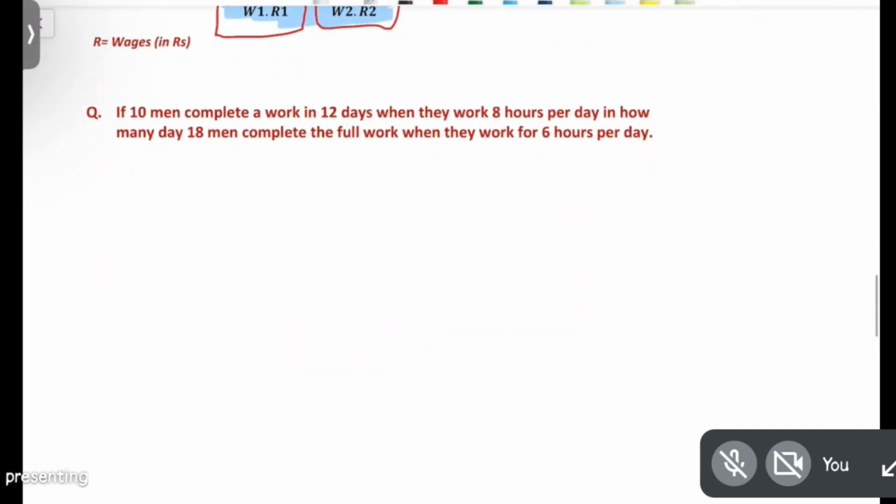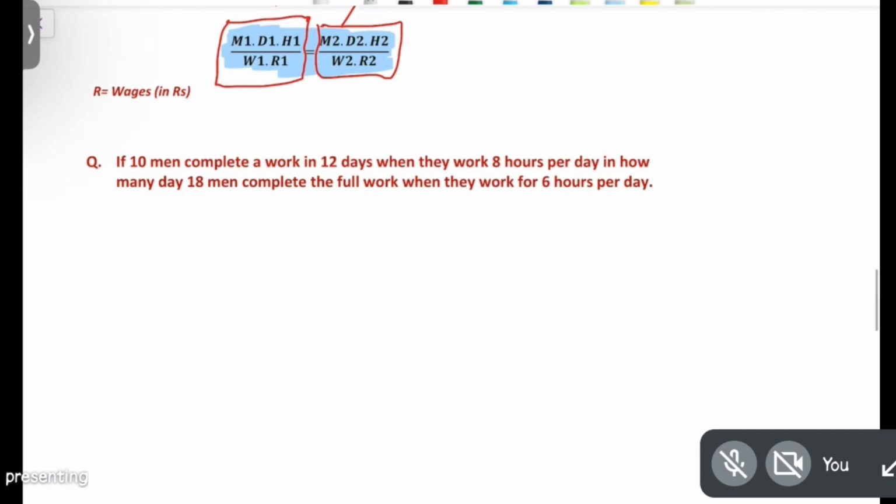So with that in mind, I'll start with this one. If 10 men can complete a work in 12 days, working for 8 hours per day, that means we have the number of people, the days, and the hours. What is asked? How many days can 18 men complete the full work working for 6 hours per day?